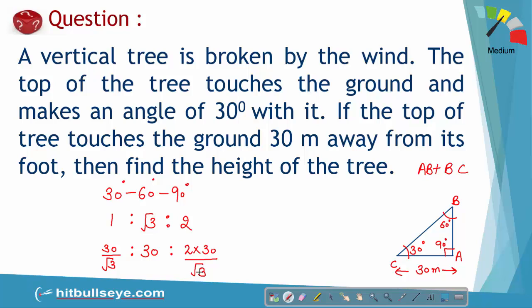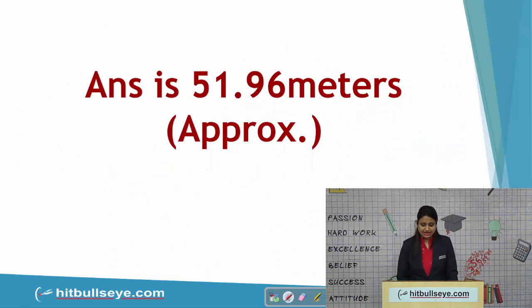Now it's time to find the height of the tree. What is AB here? AB is the line which is opposite to 30 degrees. So it will be 30 by √3, plus BC, which is the length opposite to 90 degrees. So it will be 2 into 30 by √3. What is 30 by √3? That is 10√3. And the next is 20√3. So the answer in this case will be 30√3. So what is the answer? It will be 51.96 meters approximately, because √3 is 1.732.